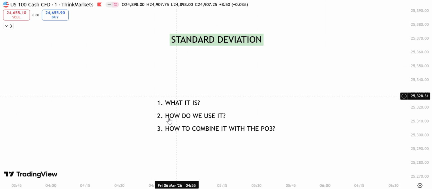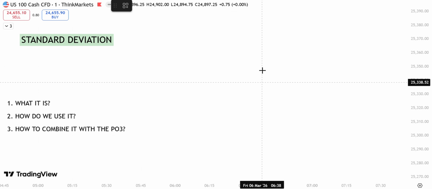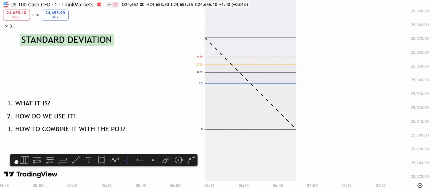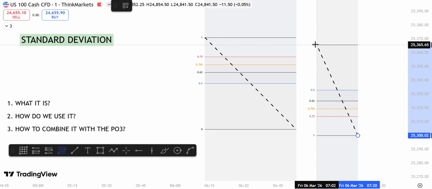But before we dive into this, you will have to know that the standard deviation is just a Fibonacci. So let me show you. You can see right here, you've got all of these drawings, and this is called the Fib retracement. You can see it above. Fib retracement is basically the Fibonacci.